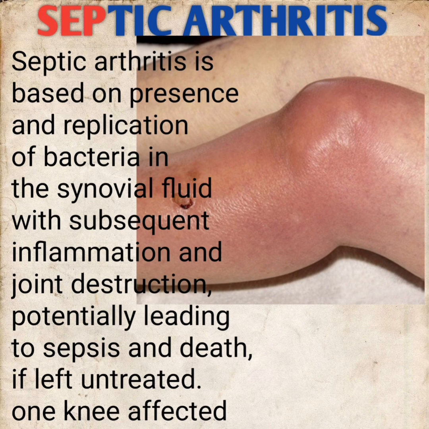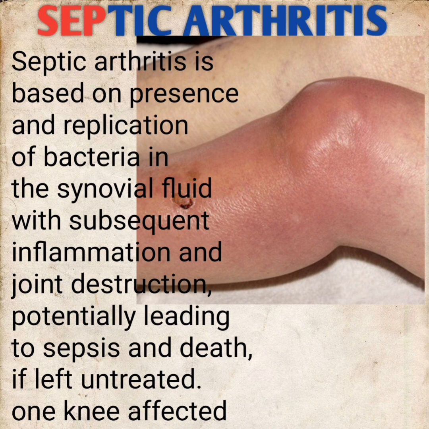Septic arthritis, that's one of the classifications. Septic arthritis is based on presence and replication of bacteria in the synovial fluid, with subsequent inflammation and joint destruction, potentially leading to sepsis and death if left untreated. Yes, it usually affects one knee. And when you are talking of the problem there, it is more of a polymorphonuclear proliferation. That is, the bacteria there are usually the pyogenic type.